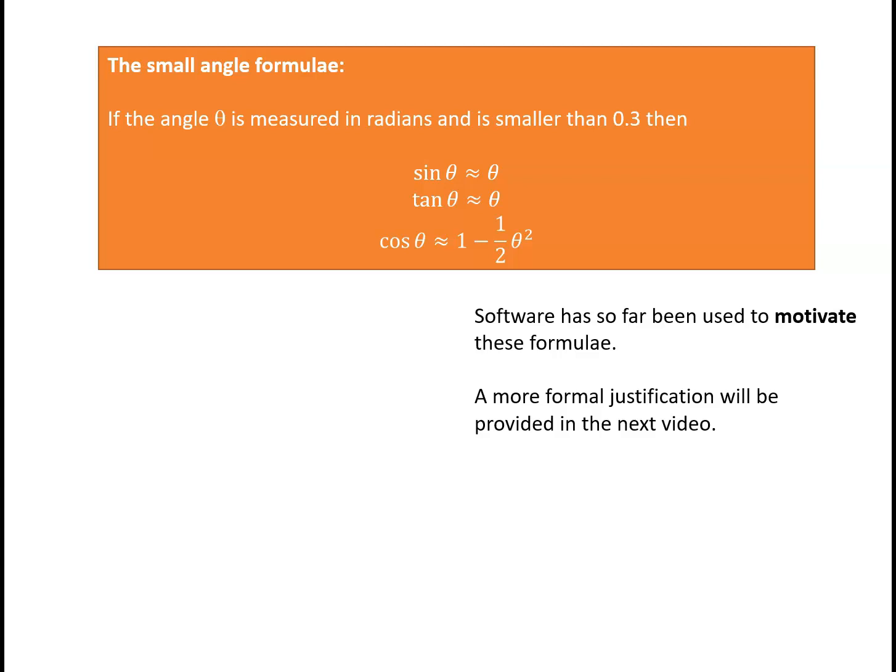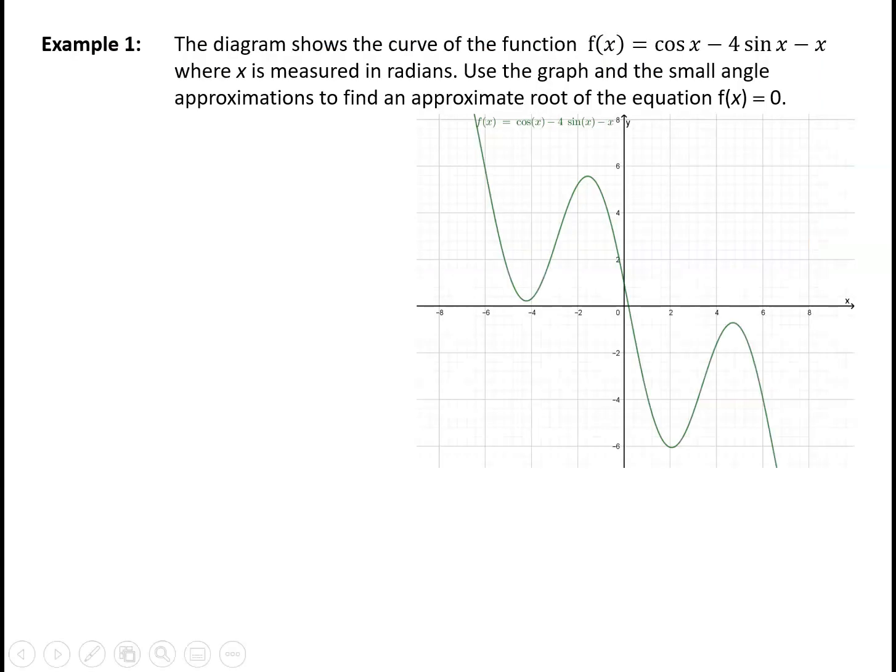Meanwhile though, we'll just have a couple of examples which make use of the small angle formulae. So in the first example, the diagram shows the curve of the function f of x equals cos x minus 4 sine x minus x, where x is measured in radians. We've got to use the graph and the small angle approximations to find an approximate root of the equation f of x equals 0.